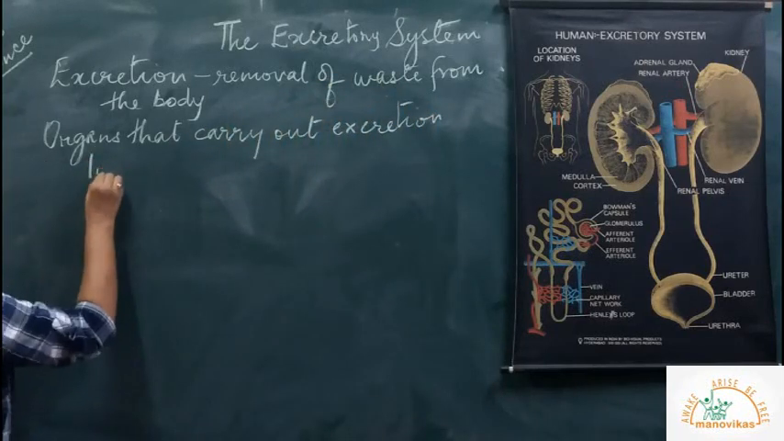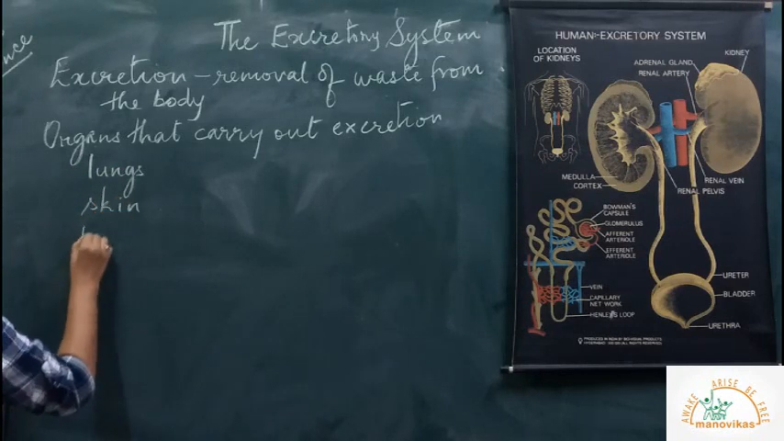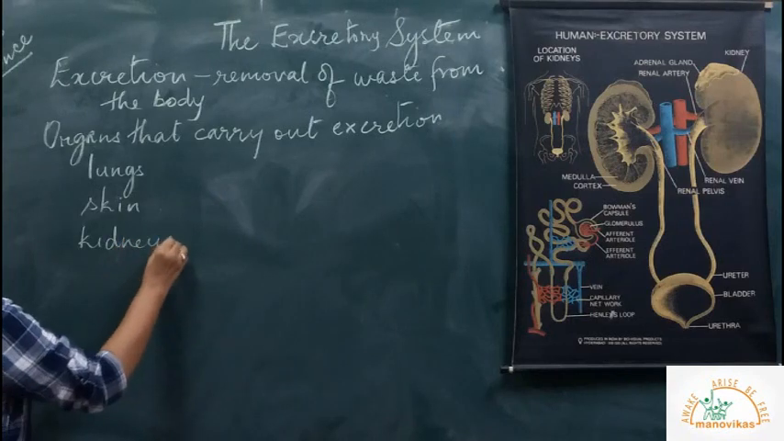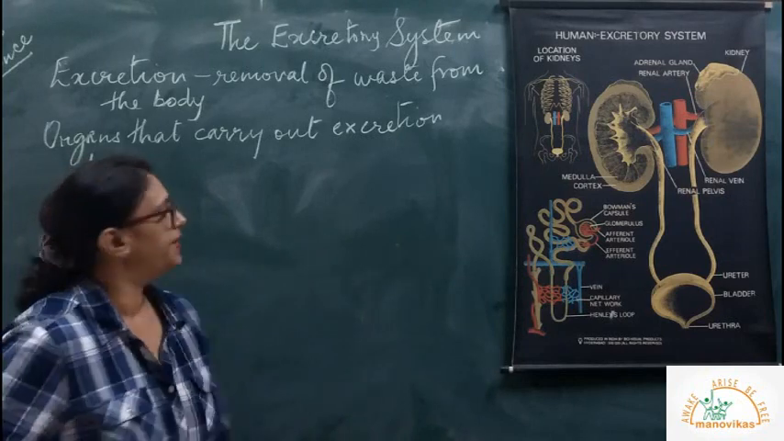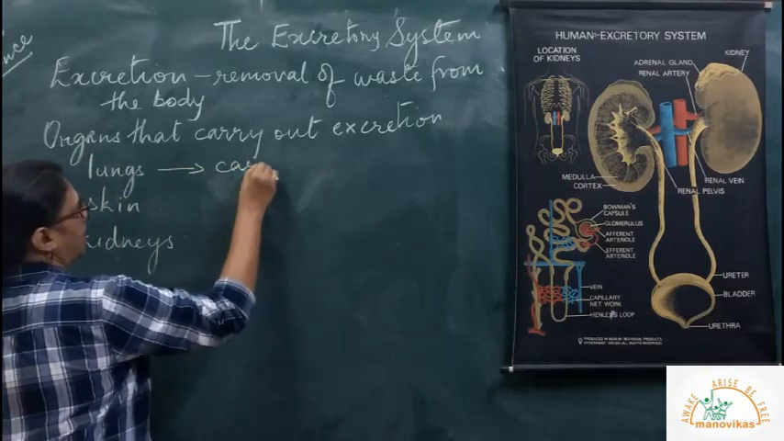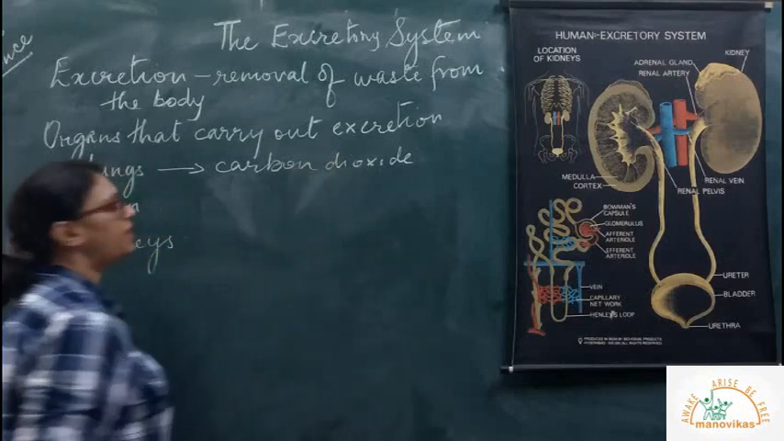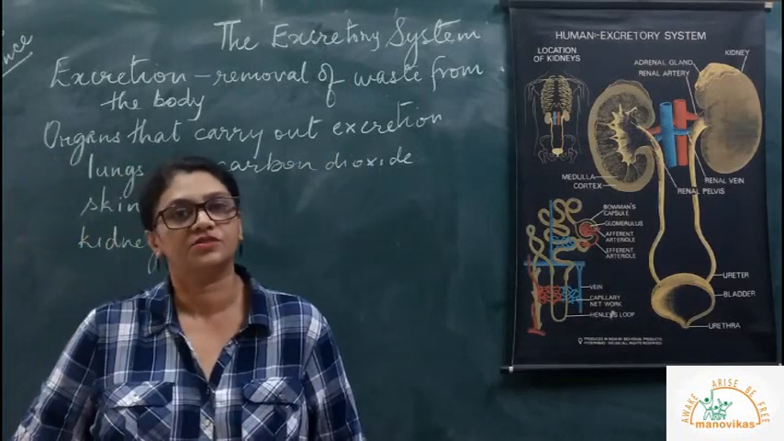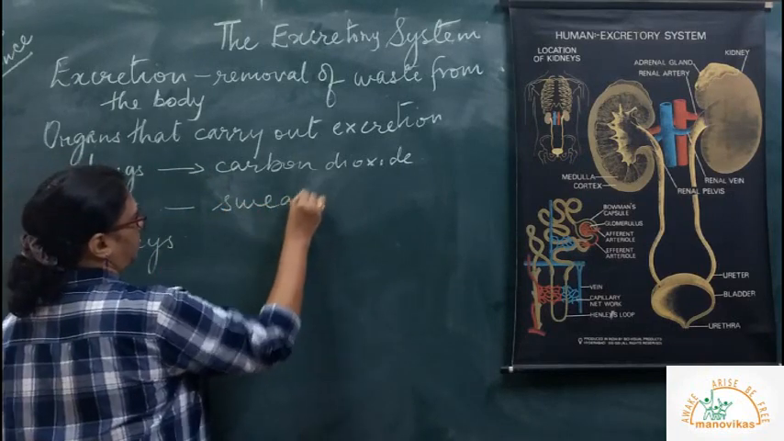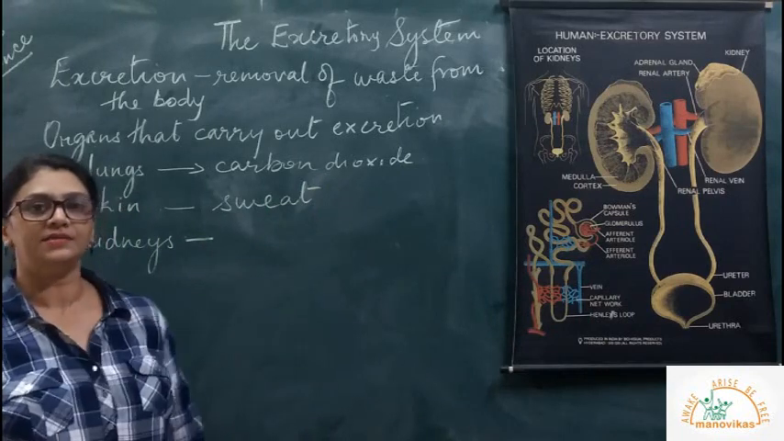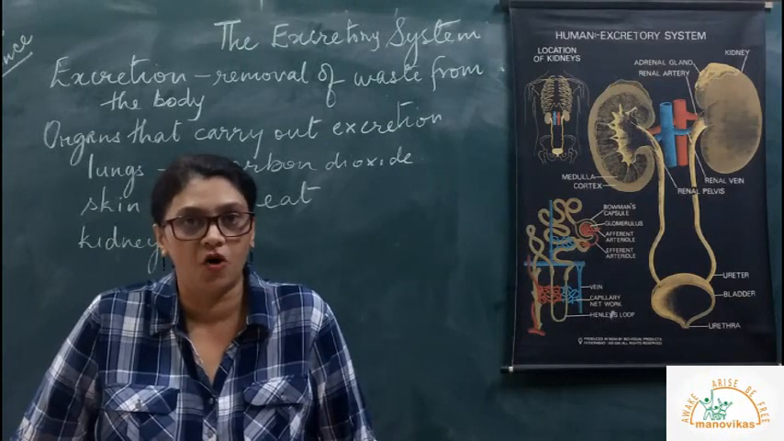the lungs, the skin, and the kidneys. Now, the lungs. Lungs give out carbon dioxide. What do they give out? Carbon dioxide. What about the skin? The skin has sweat glands that give out sweat. What about the kidneys? The kidneys remove the liquid waste from our body in the form of urine.